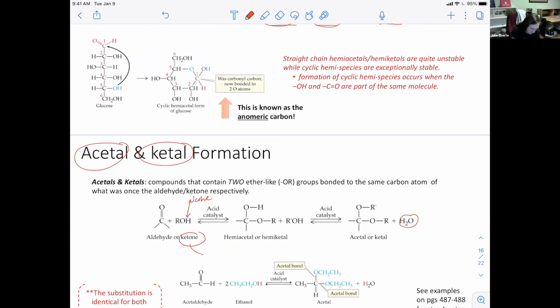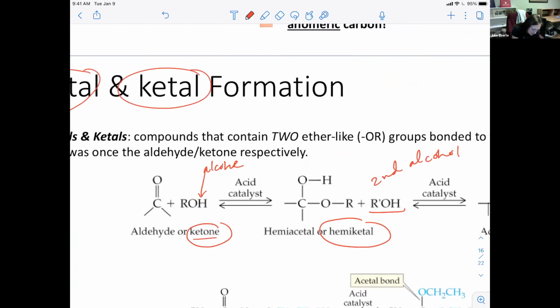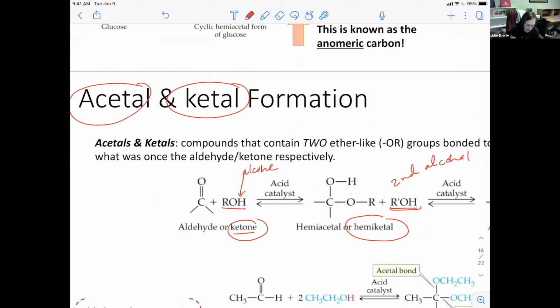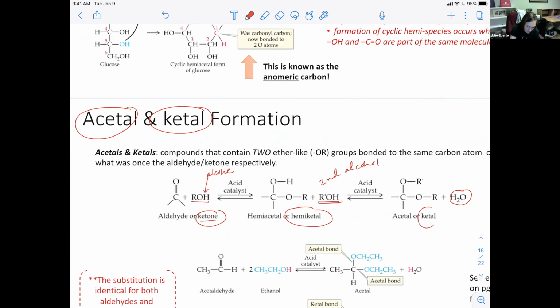So that's after one step, we get a hemiacetal. Well, since our starting material is a ketone, we would get a hemiketal. If we reacted again with another alcohol, this is a second alcohol, and they don't have to be the same. You see how this is ROH and this is R prime OH? That indicates two different alcohols. And so what you end up forming, we know it would be a ketal, however you say it.